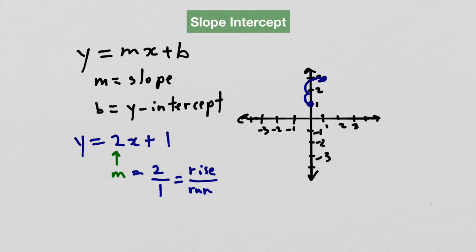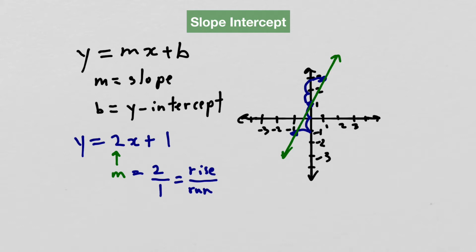Okay, if you rise and run to the right, that means you can also drop and run to the left. So in this case, starting at the y-intercept, we're going to go down two positions, 1, 2, and then we're going to run to the left 1 position. That lands us right here. Okay, so that means the line looks like this.